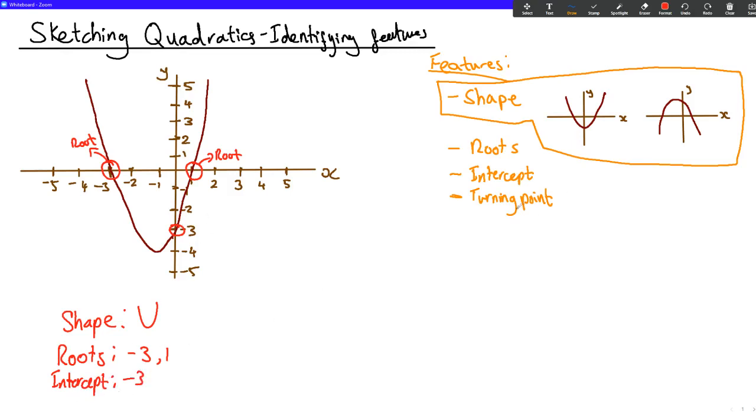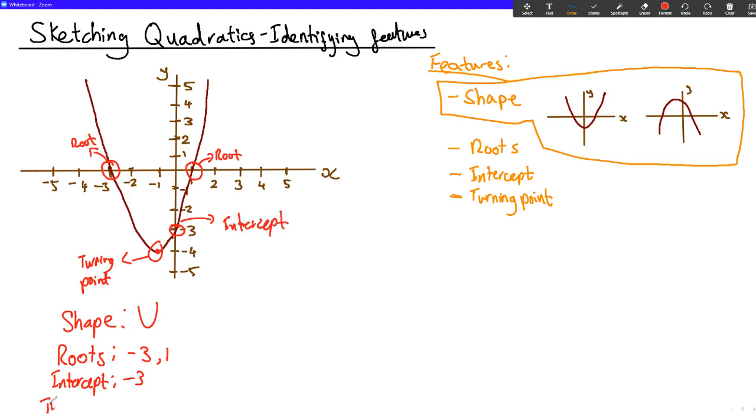And finally, we have the turning point, which is this point here. It's either the minimum if it's a smiley face, or if it's a sad face, you can see that it would be the maximum. It's just a point where it stops going one direction and starts going the other direction. So this is the turning point. And this is the intercept.